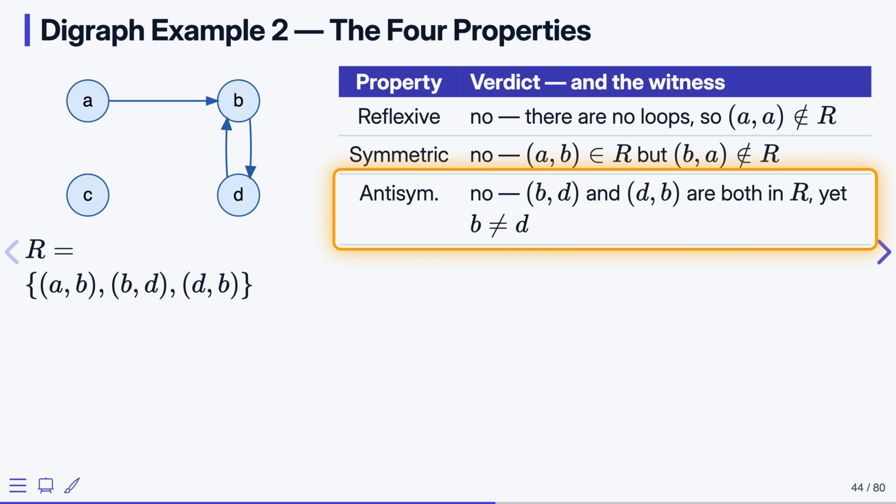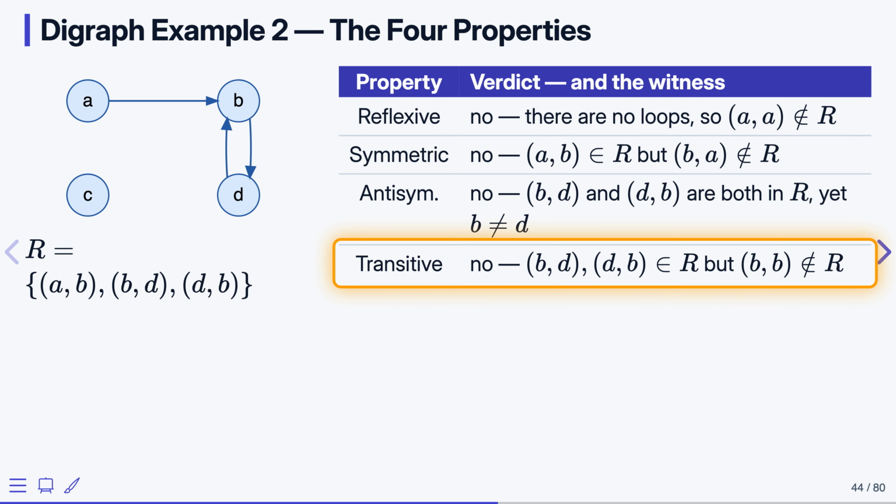Is it antisymmetric? No. Antisymmetric forbids 2 different vertices from pointing at each other, but B and D do exactly that. The pair BD and the pair DB are both in the relation, and B is not equal to D. Is it transitive? No. Follow B to D, then D back to B. That is a 2-step path from B to B, so we would need a loop at B. There is no loop at B, so the shortcut is missing.